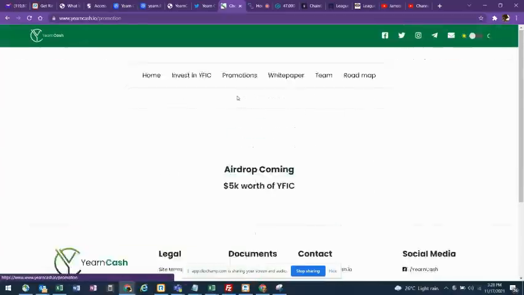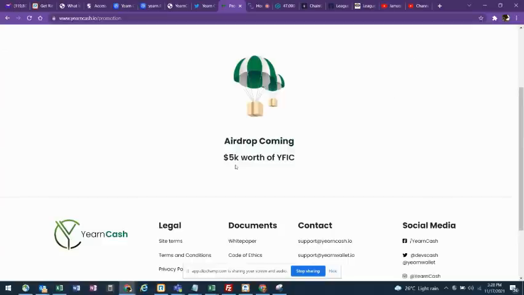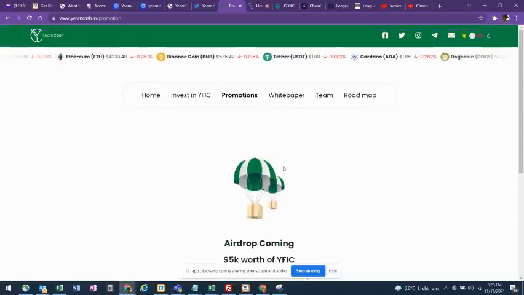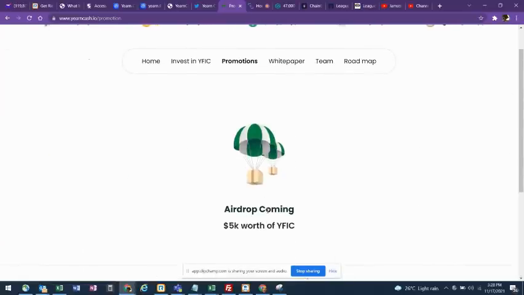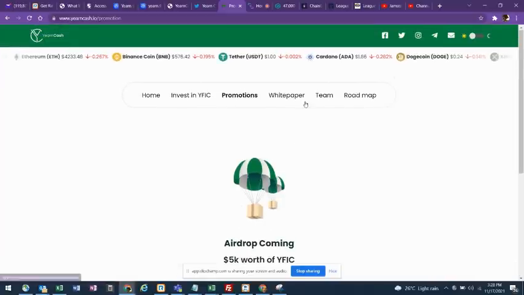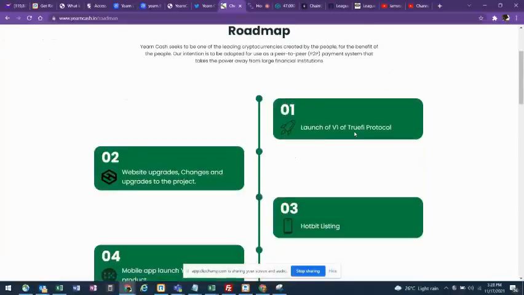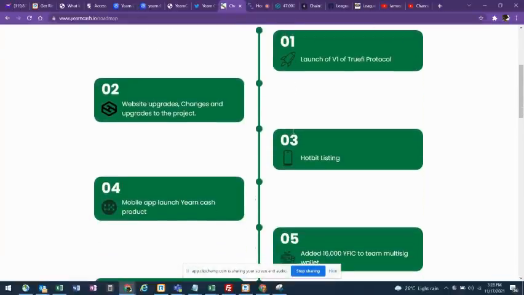Actually, let's check on the promotions. Okay, there's a 5k YFC airdrop coming. The airdrops are free, so you can check this website from time to time for airdrops. So the roadmap: launch of V1 of TrueFi protocol. I think this is the first launch that they have.